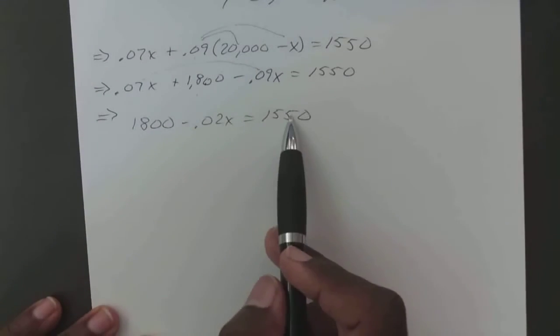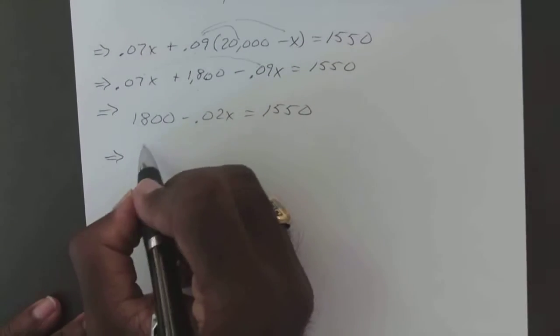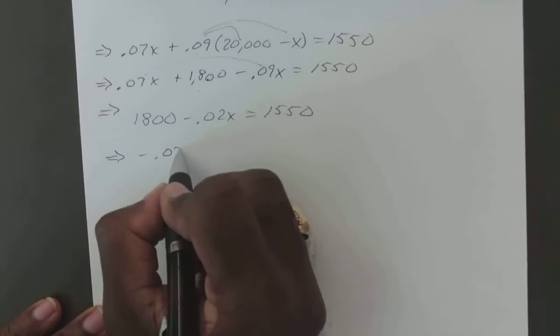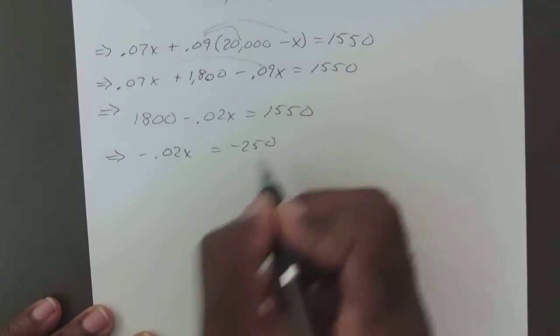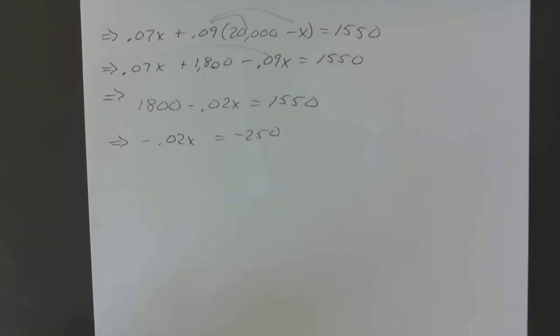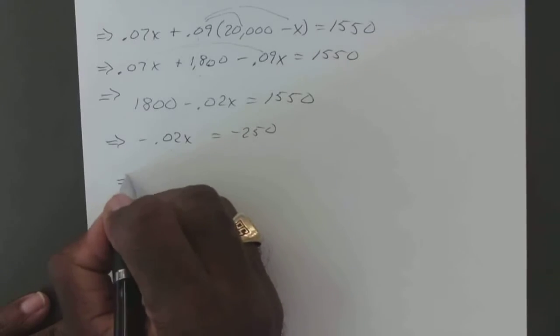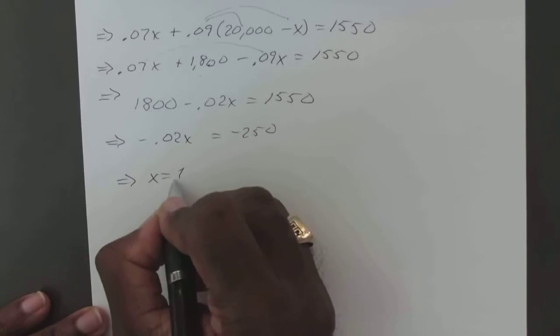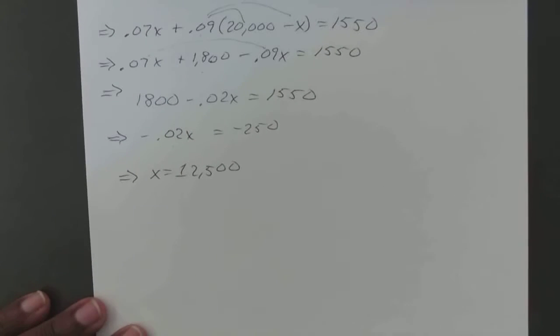If we subtract 1,800 from both sides, we end up with negative 0.02x equals negative 250. Divide both sides by negative 0.02, and we end up with x equals 12,500. So that's the amount he invested at 7% interest.